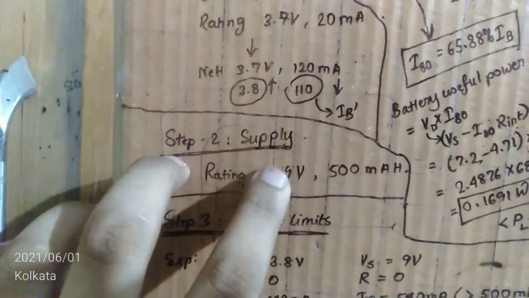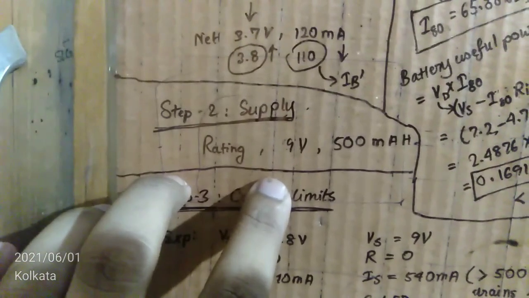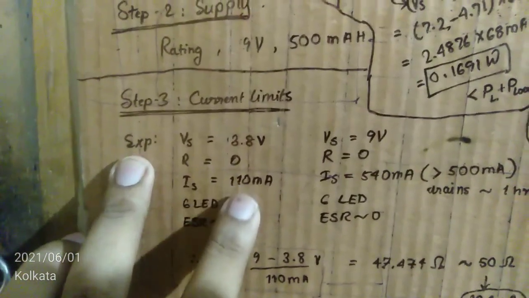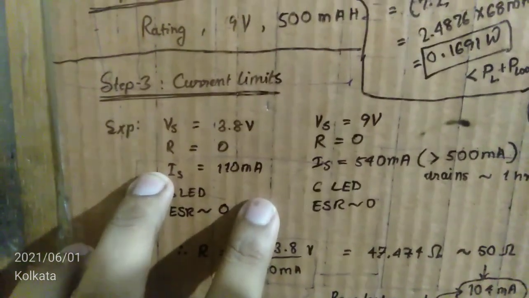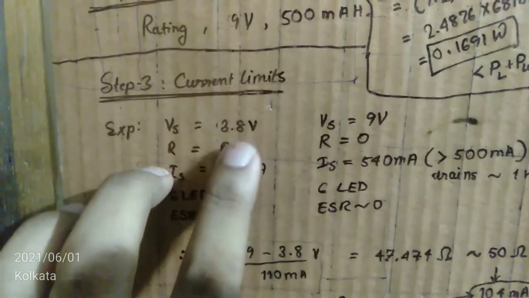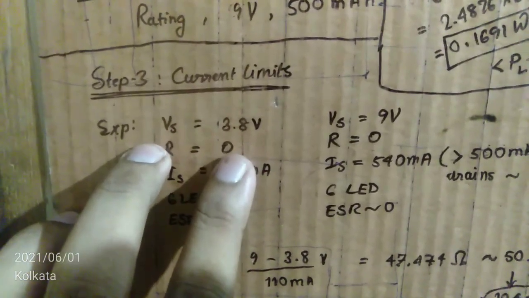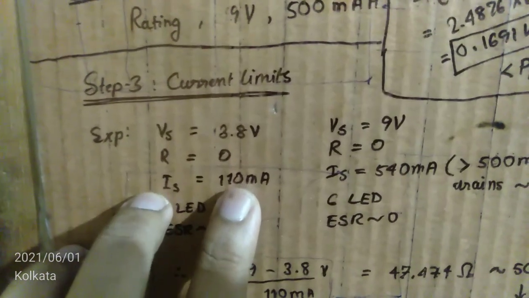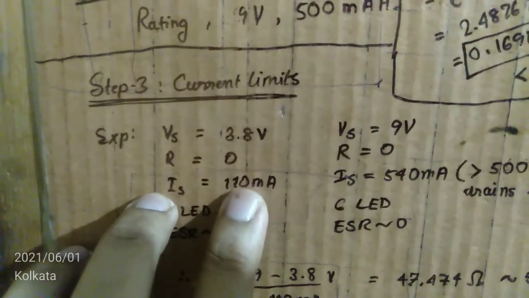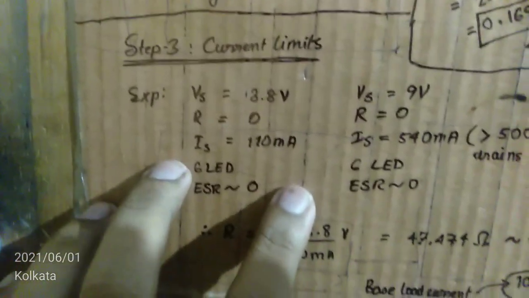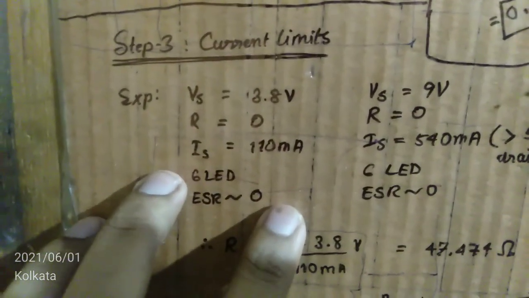The next step includes the supply. Now I've already discussed the supply. Now the next step would be the current limits. Here comes the experimental feature. With a lab bench power supply, I headed for a 3.8 volt limit with current limiting resistance R = 0 and current I3, which is 110 milliampere, with 6 LEDs of ESR nearly 0.